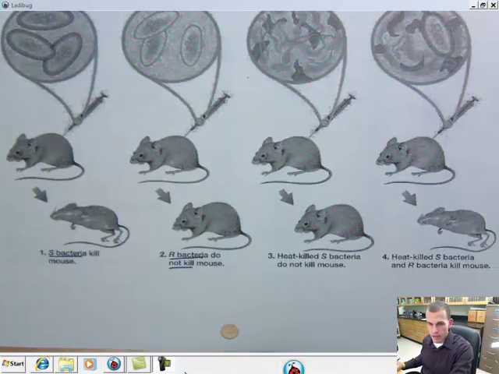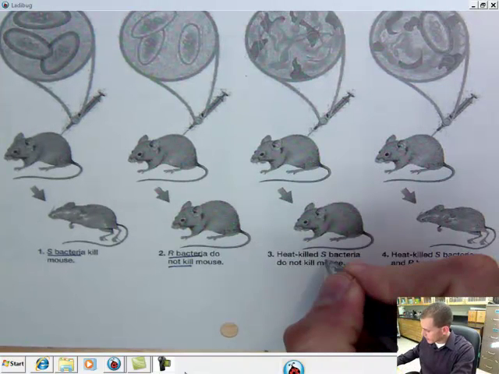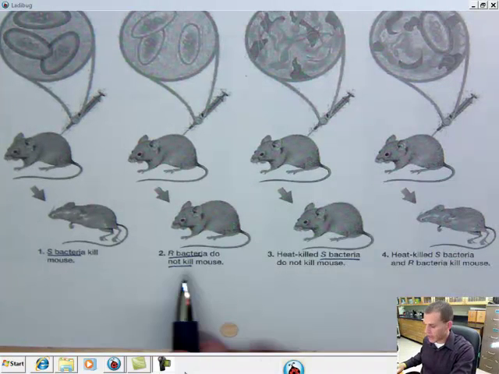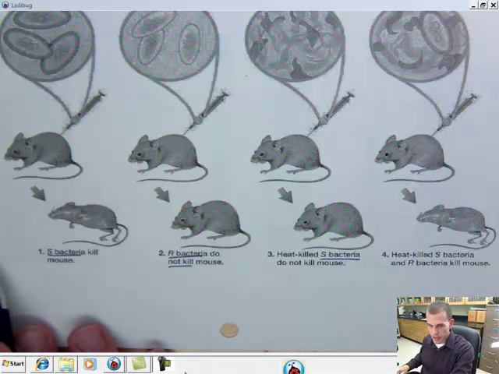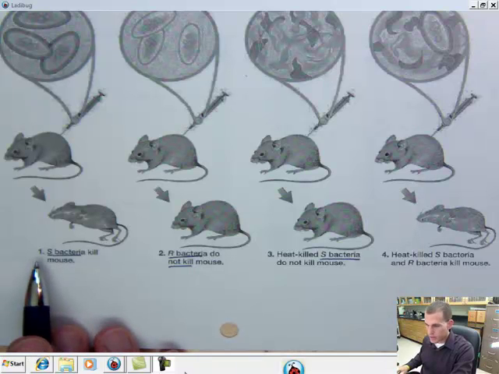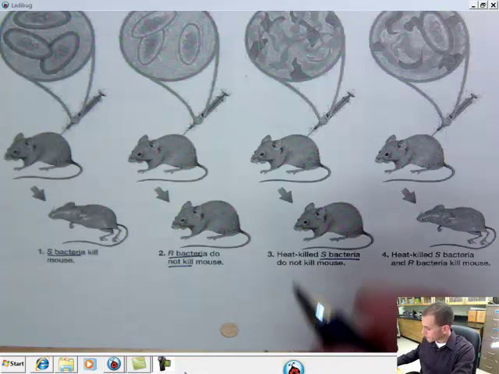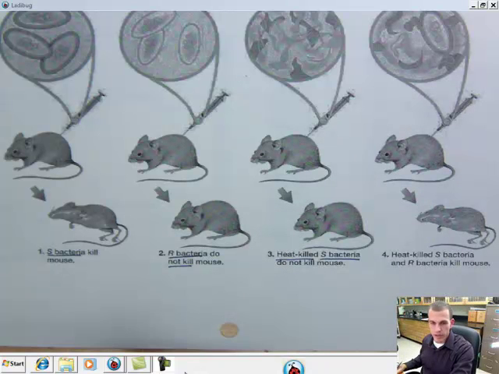Then if you look at section 3 here, he took that S bacteria that, if you look back, did kill the mice in step 1. But what happened was he treated it with heat, and it didn't kill the bacteria, but it did not allow the bacteria to reproduce more bacteria. What he found was that the bacteria can't reproduce more, so the mouse wouldn't die.